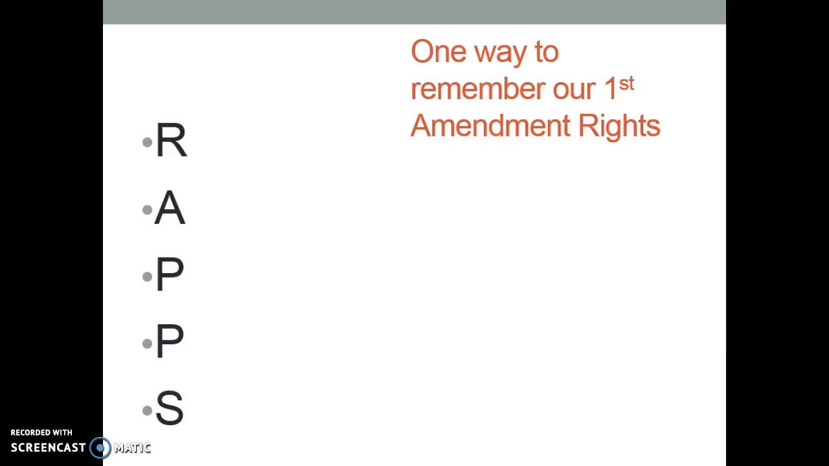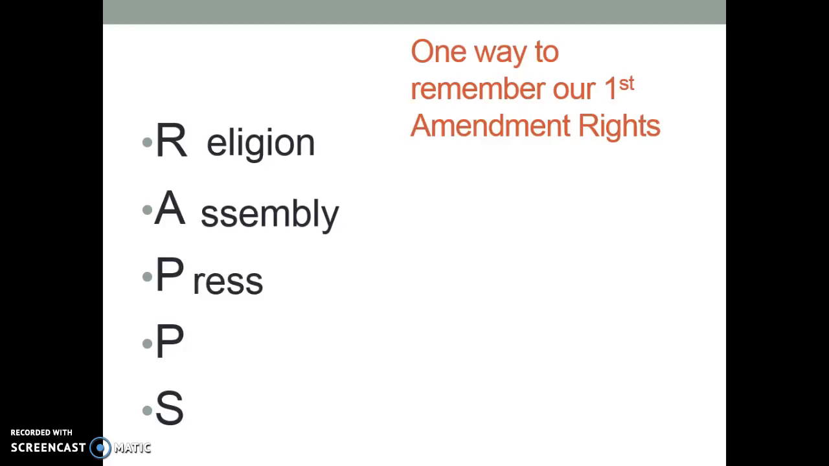And so the way we're going to fill out the 5 letters, RAPS, because RAPS is the way we're going to remember our First Amendment freedoms. The R stands for religion, the A stands for assembly, there's 2 P's, so one of them stands for press, one of them stands for petition, and the S stands for speech.